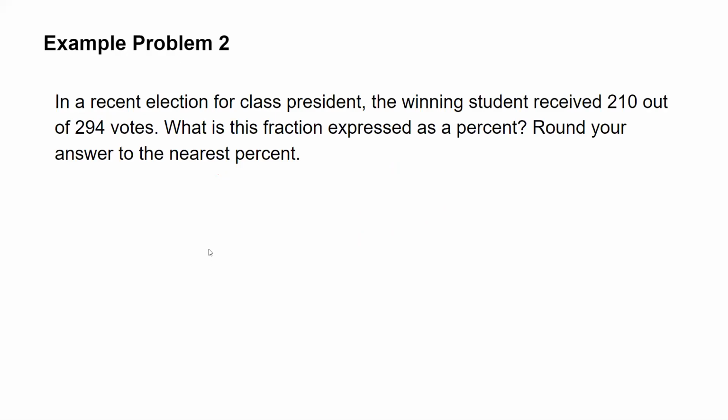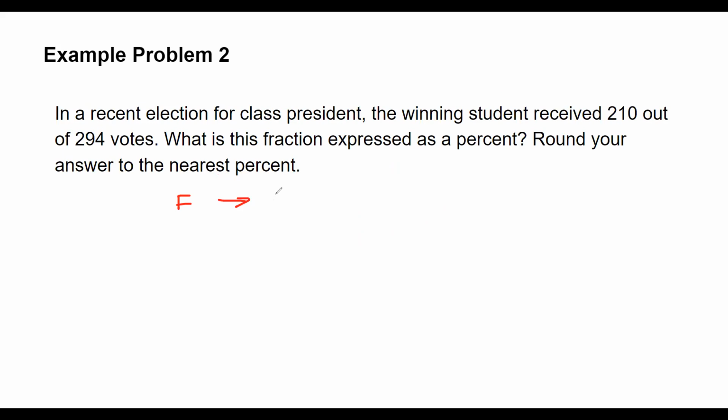In a recent election for class president, the winning student received 210 out of 290 votes. What is this fraction expressed as a percent? Now, what you might be realizing is we have the opposite situation here. We've been given a fraction, so we are going to need to convert that to a decimal and then finally convert that decimal into a percent. So let's do that, 2 steps.